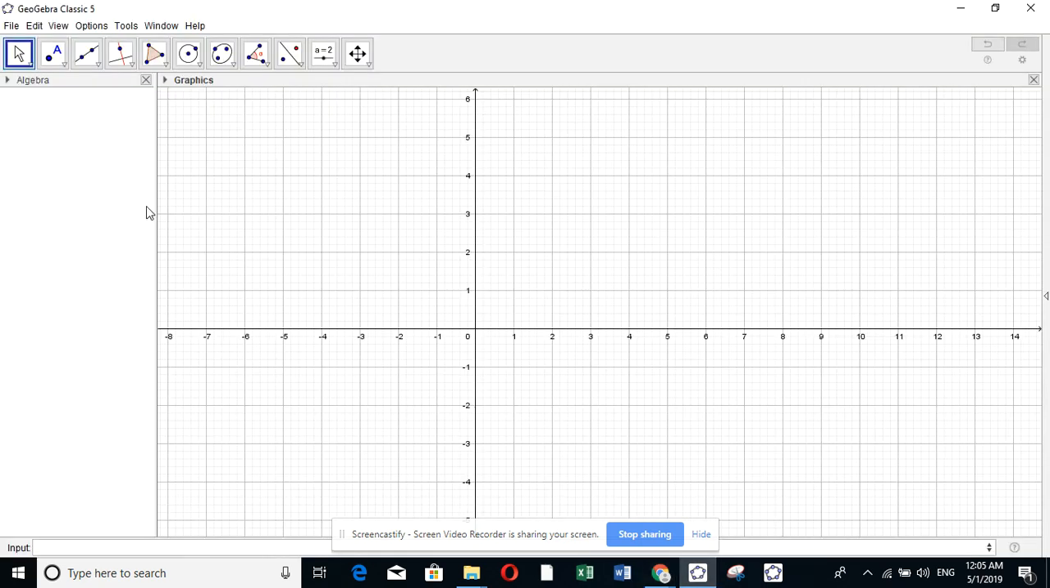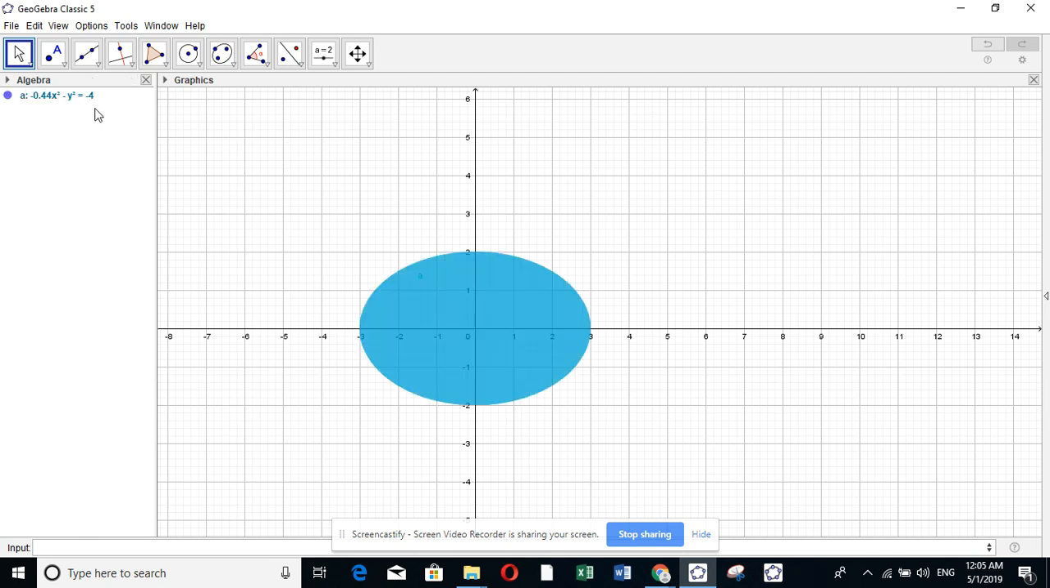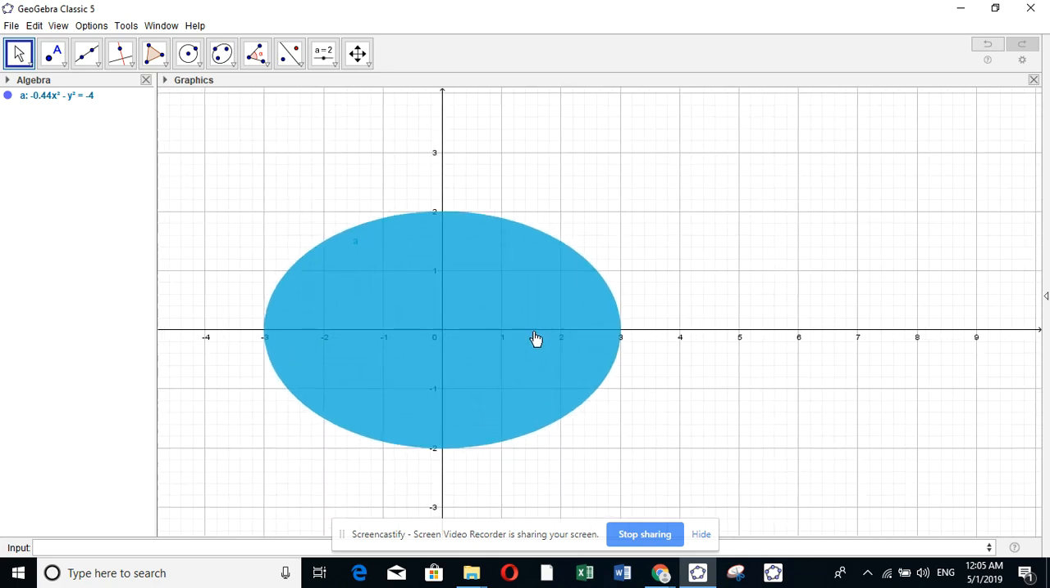Let us go to GeoGebra first of all. I'm going to graph an ellipse. Later on, we're going to learn how to graph an ellipse. I'm going to take an example of a horizontal ellipse. It equals 1, I must put. So this is my ellipse.